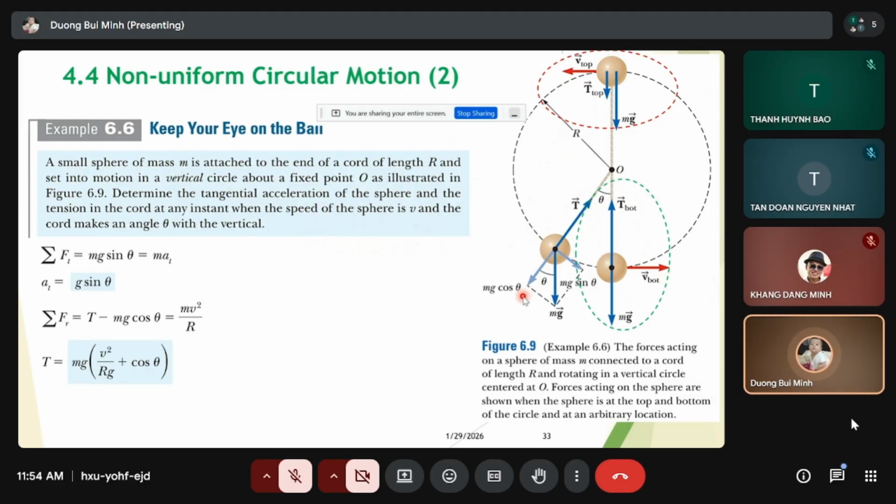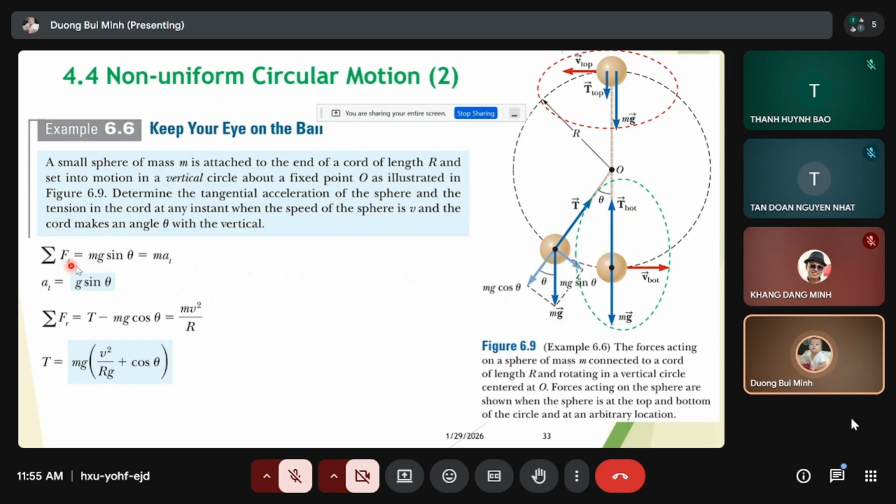If the object is here, at a random position, you have the gravitational force mg, with components mg cosine theta and mg sine theta, and the tension force. So we can analyze the force diagram for any random position. The tension force is the radial force, and we apply Newton's second law.